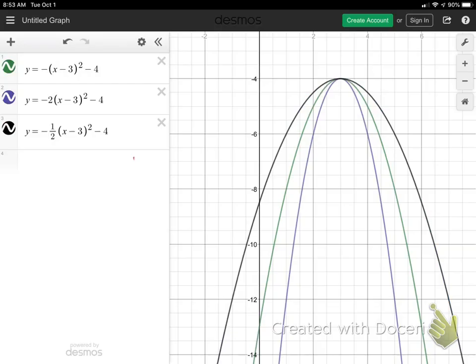Okay. So, I want you to look at my green graph. The negative tells me that all three of these are negative, so all of my graphs are going upside down. Okay? All of my graphs have the same vertex. The vertex is (3, -4). Here's my vertex right here.